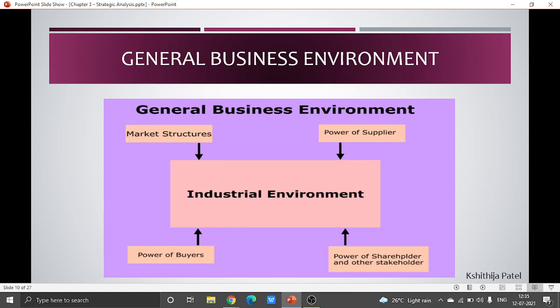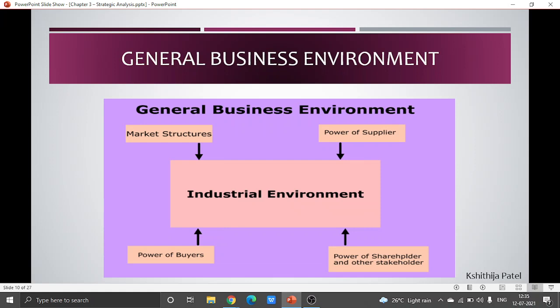Then we have power of buyers. Now buyers also have significant impact on industry. If buyers are in position to reduce the price or increase the quality of the product, then their impact on the industry is definitely going to be significant. So if the buyer is a large organization purchasing in bulk quantities, then it normally enjoys a monopolistic advantage, and as such it can force firms to reduce their price.